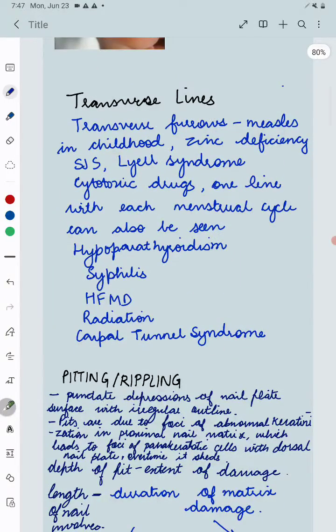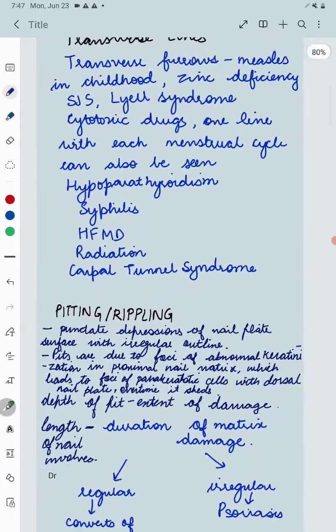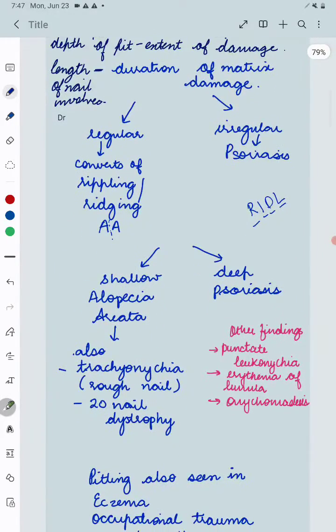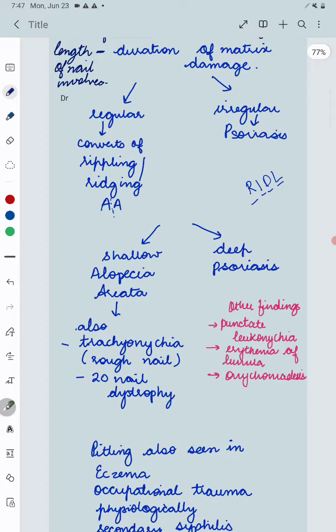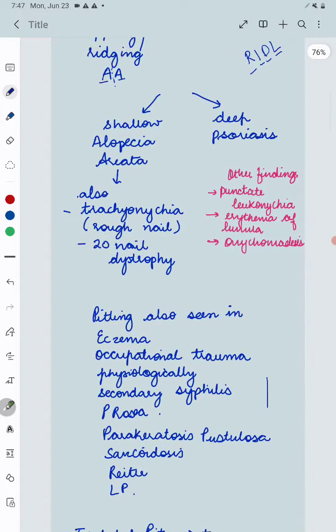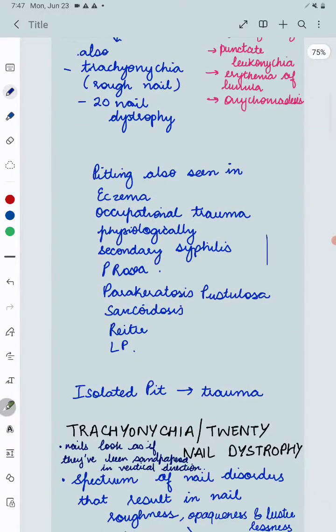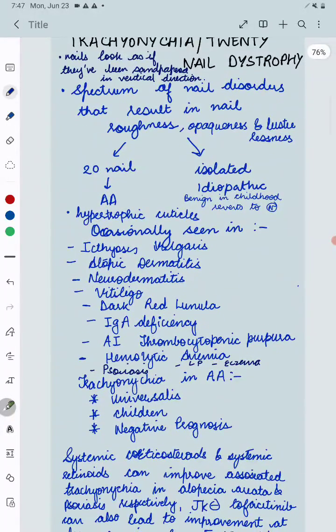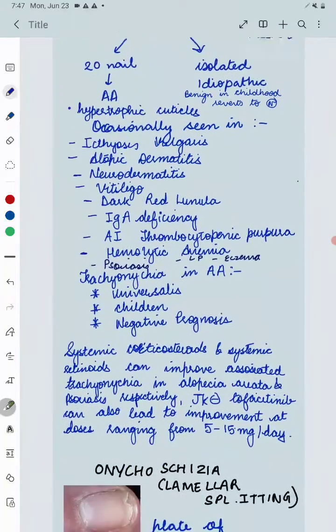You can also have transverse lines on the nails, which are seen in SJS, Lyell syndrome, cytotoxic drugs, and in the following disorders: Pitting. Now we all know that in psoriasis it is irregular, random, deep and large pits. Alopecia areata, the name itself is symmetrical, the pitting is also symmetrical. Pitting is not just seen in these two, it is also seen in other things, so you can read this from here.